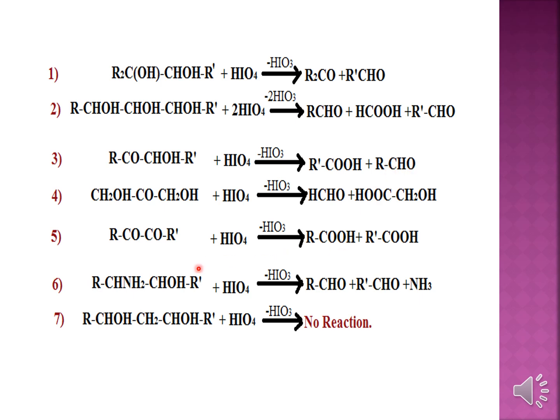Alright, and then moving on to next, if you are taking the amino compounds, RCHNH2CHOH R dash, with the consumption of one periodic acid, what happens here is one ammonia gets evolved or liberated, and then you are resulting with two molecules of your aldehydes.